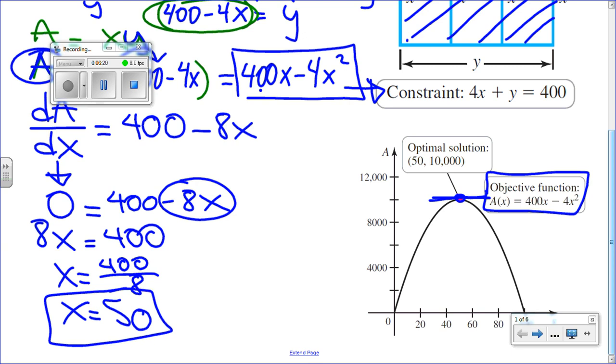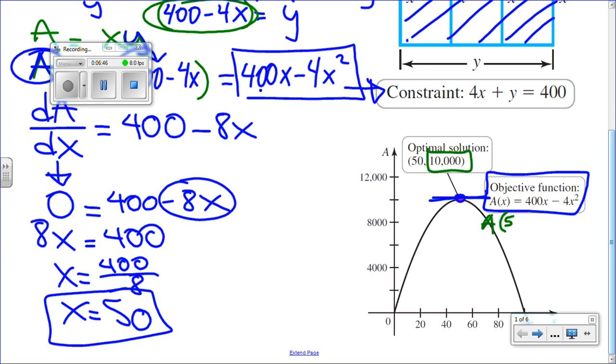So if the rancher uses the two exterior walls and the two interior ones that are the same, the ones that we label as x, if he uses the dimensions of 50 feet, then what will be the area? So you just plug in that number right here, in the area formula.